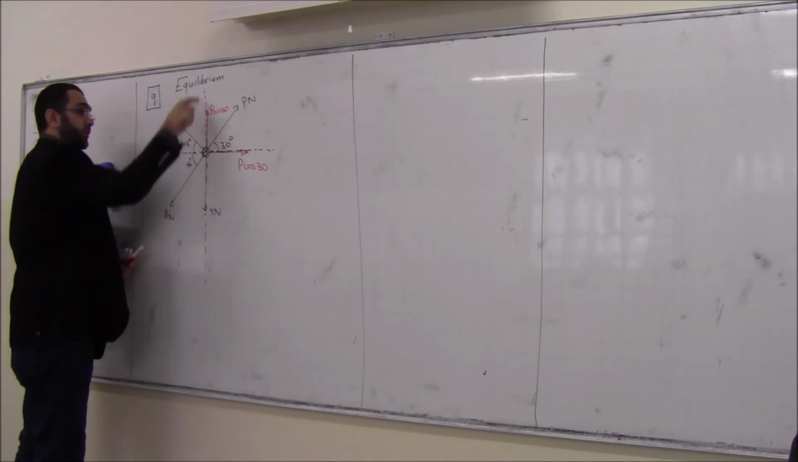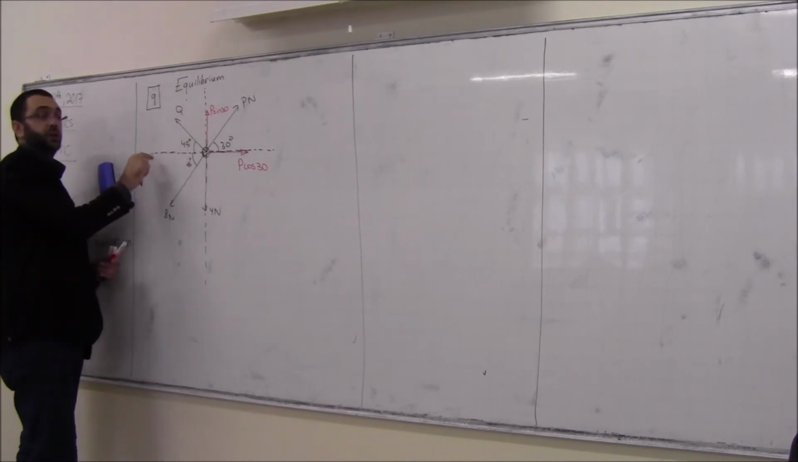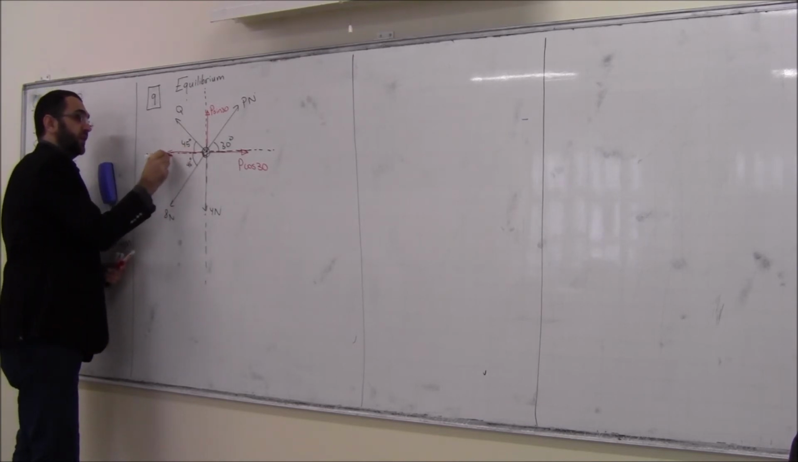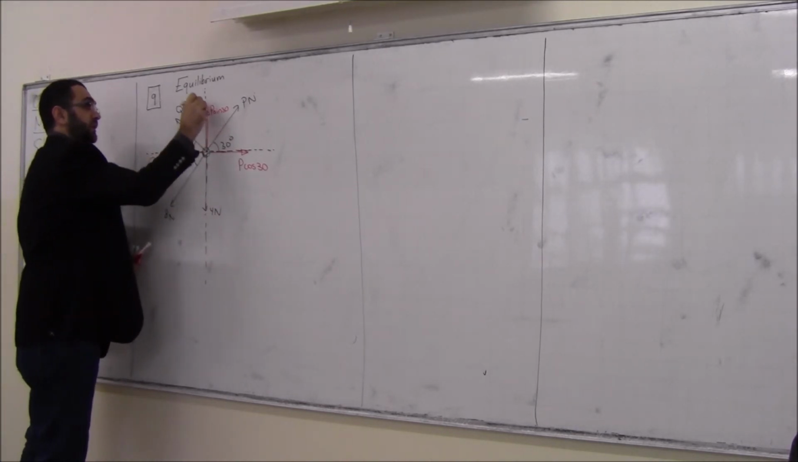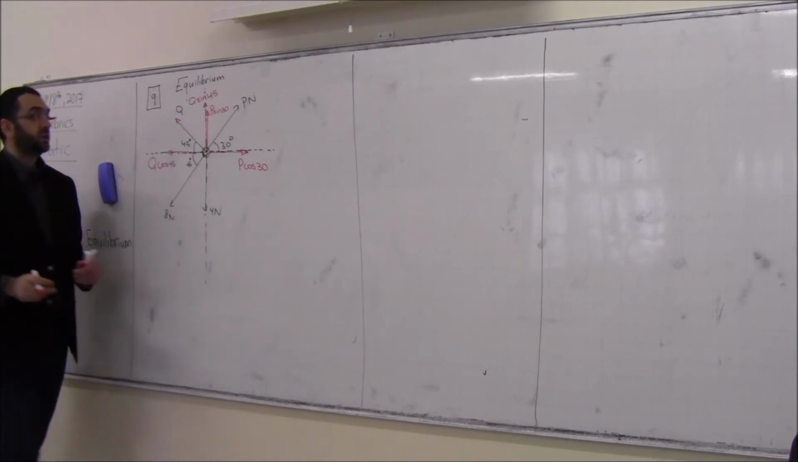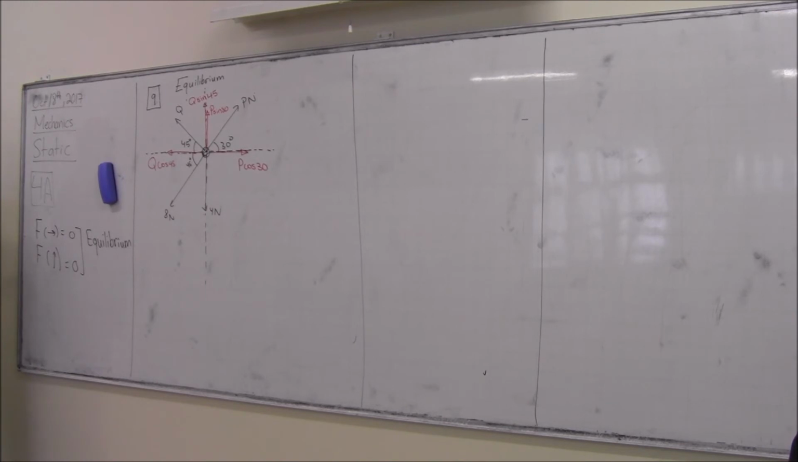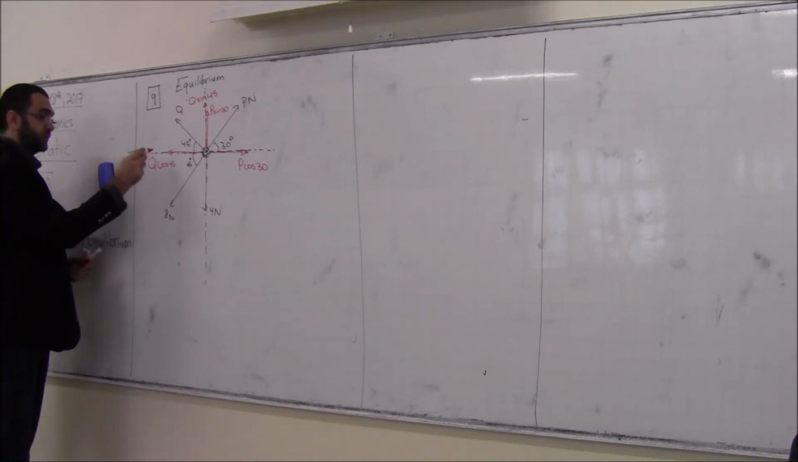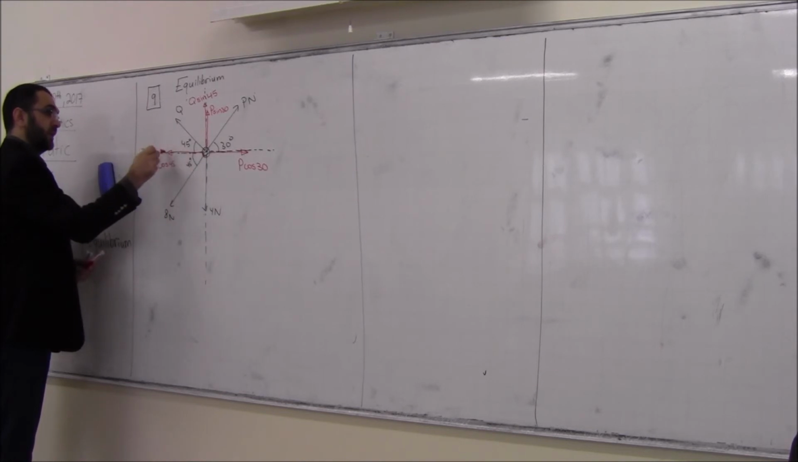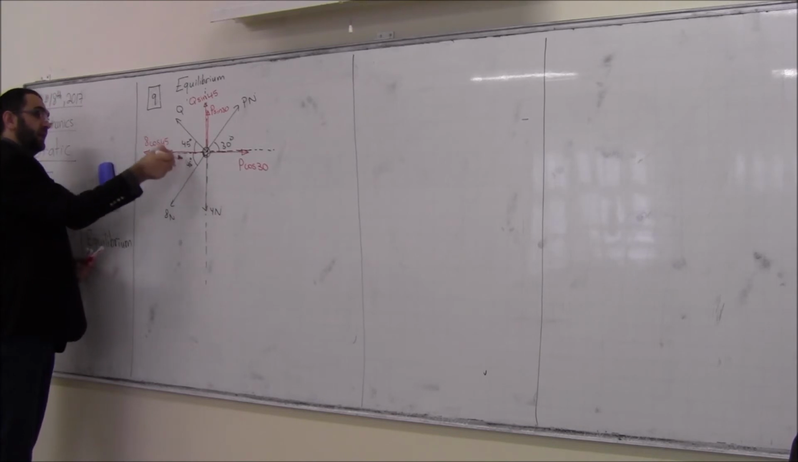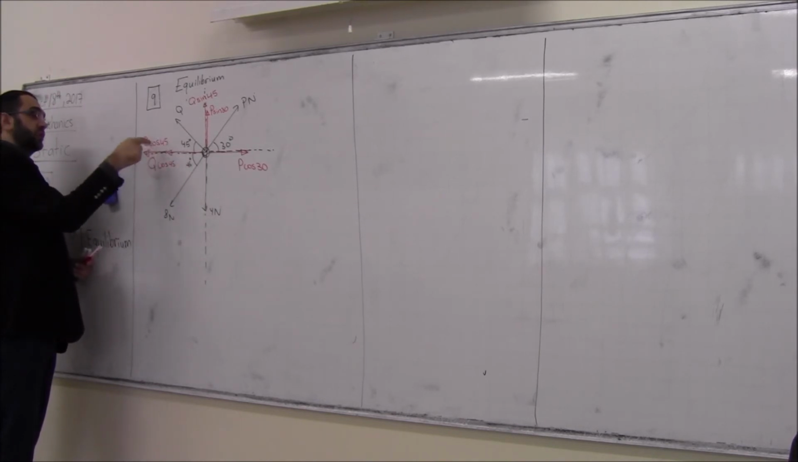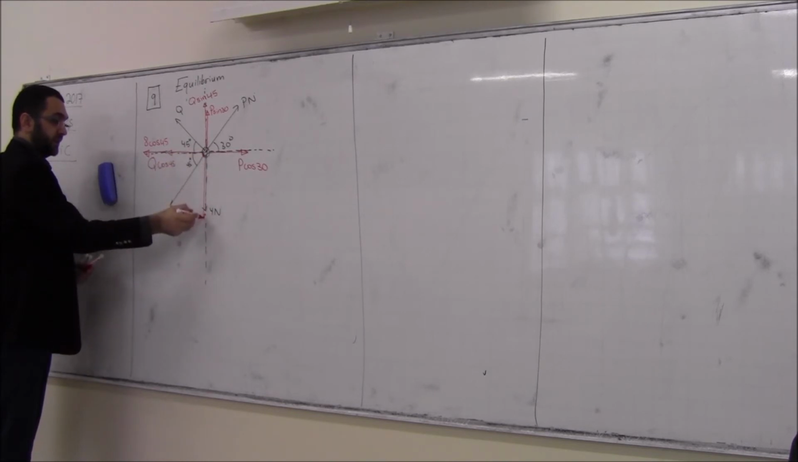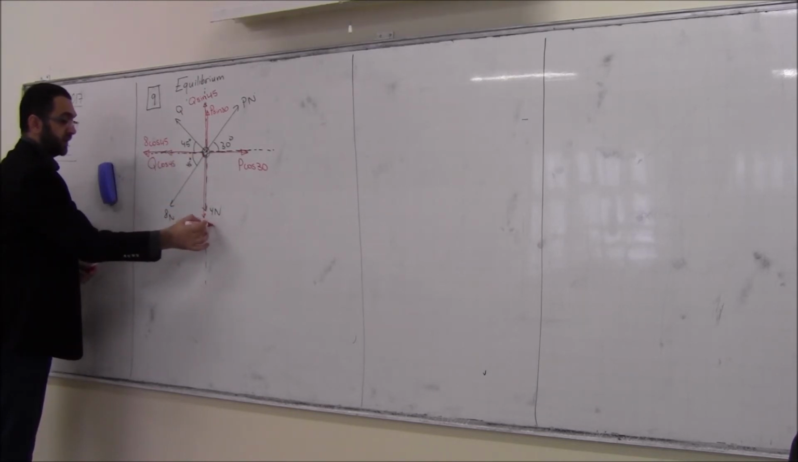Q also should be resolved, between these two axes. Here, Q cosine 45. Here, Q sine 45. Clear? Any question? 8 also should be resolved here. Here, 8 cosine 45. Why? The angle is given with the horizontal, so 8 cosine. Here, 8 sine 45.